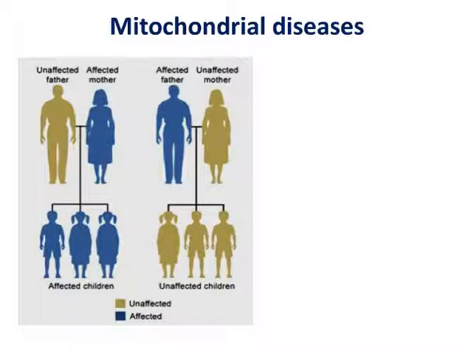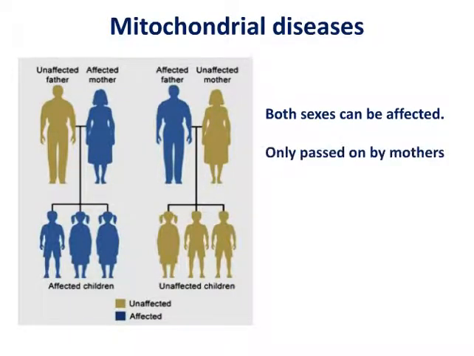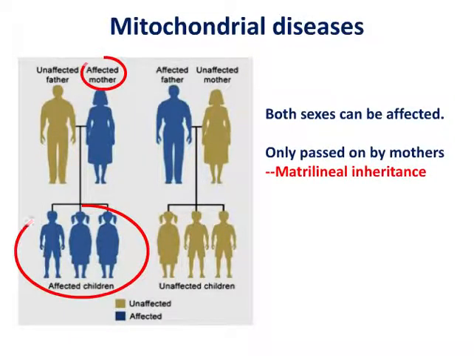Mutations in the mitochondrial genome can give rise to mitochondrial disorders. Mitochondrial disorders have two unique features. While both sexes can be affected, only females can pass it on to subsequent generations. This is because only the egg contributes mitochondria to the embryo. Thus, all offspring of an affected female will have the disease.